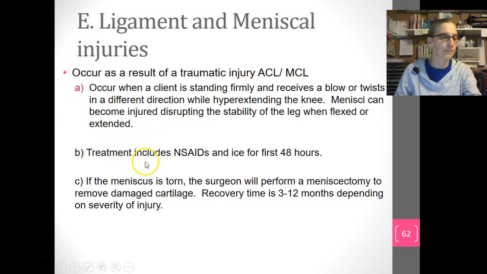It's very painful. All right, treatment includes NSAIDs and ice for the first 48 hours. If the meniscus is torn, the surgeon will perform a meniscectomy to remove the damaged cartilage. Recovery time is 3 to 12 months, depending upon the severity of the injury. You have to gradually reintroduce the activity to prevent any further injury.